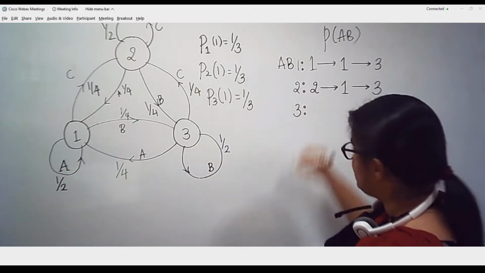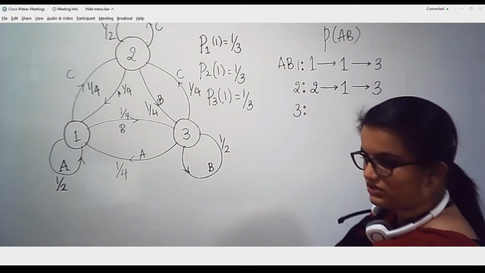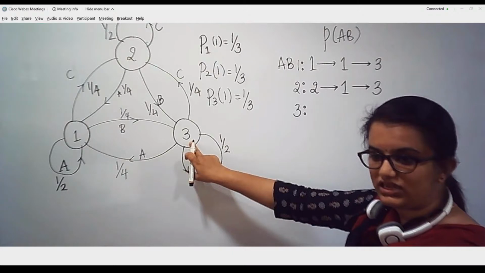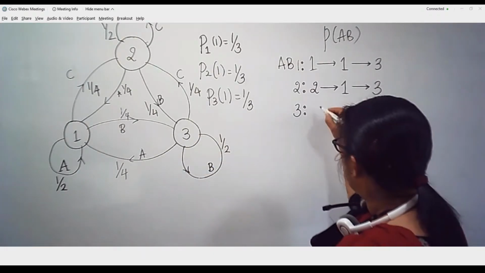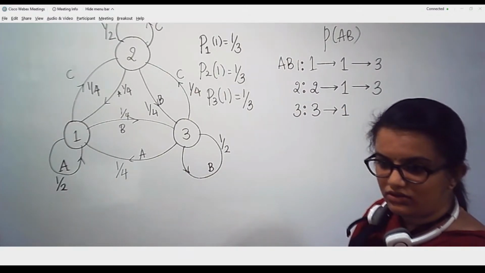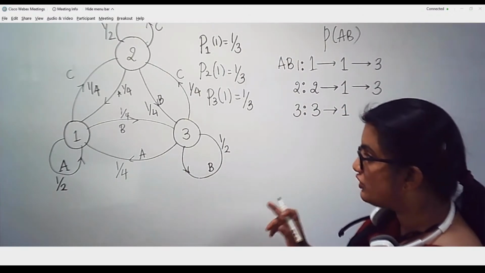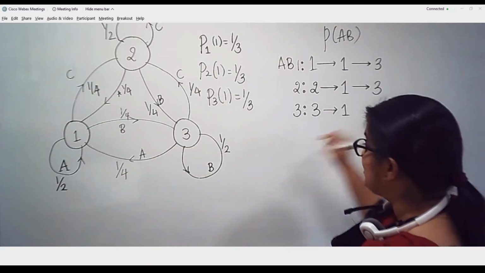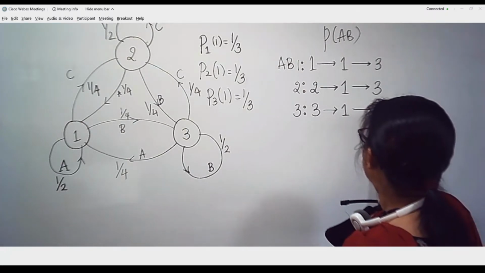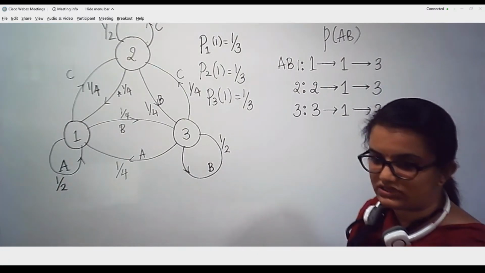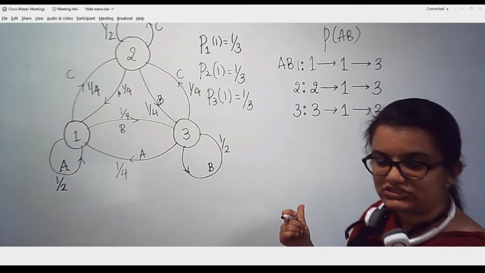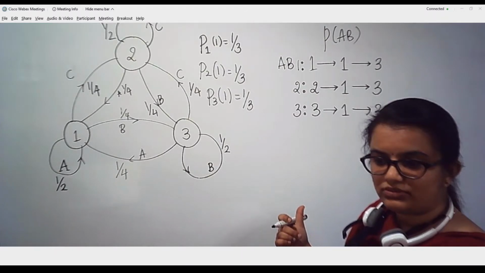Then there is a third possibility. I am currently at state number 3, I can generate A by moving from 3 to 1. That is generation of A. For generation of B, now I am currently at 1, I can generate B from state 1 only by transition from 1 to 3. I hope you have got this. Understood? Please say yes or no.